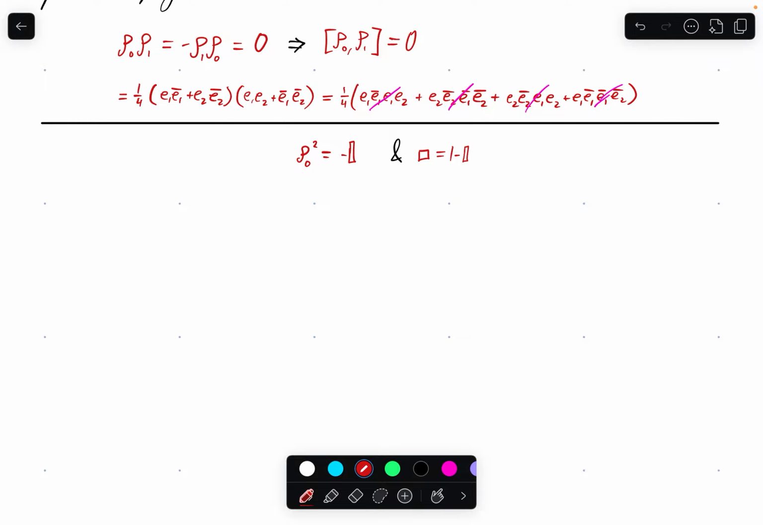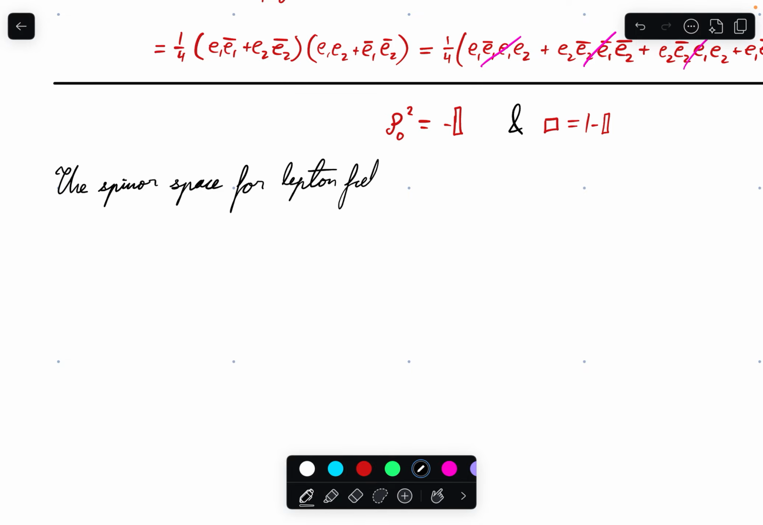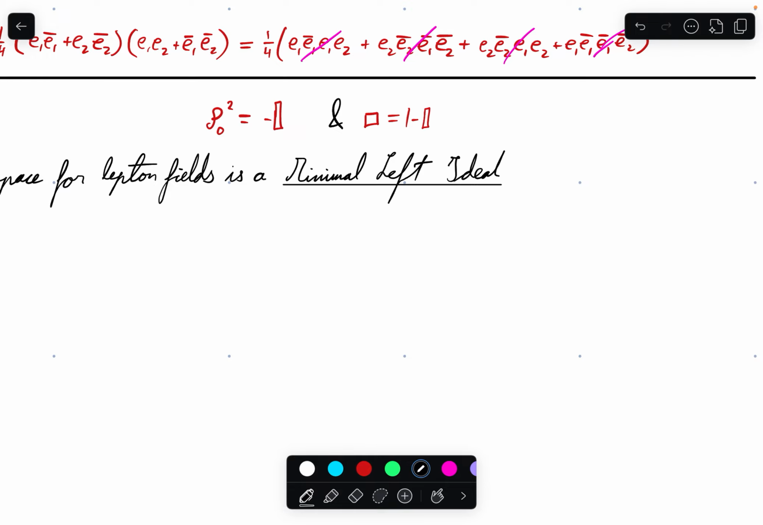So let's discuss what the space will be. The spinor space for leptons or lepton fields is a minimal left ideal. MLI is usually how I will shorten it.